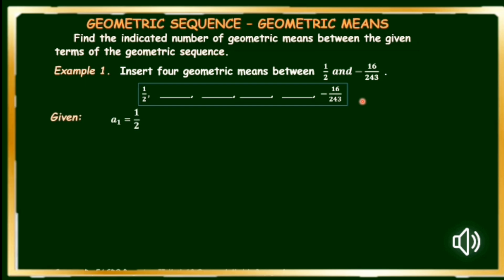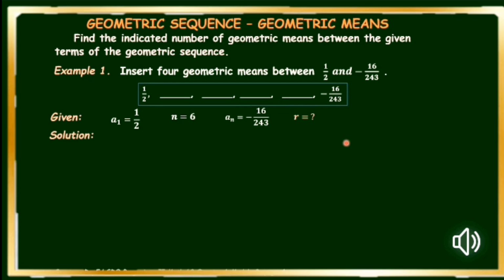We are given that a sub 1 equals 1/2, n is equal to 6 because after inserting 4, there will be a total of 6 terms. Then a sub n is the last term, which is -16 over 243. A sub n is the last term, or the 6th term in this case. Now we need to find the value of r, the common ratio, so that we can find the second term, third term, and so on.